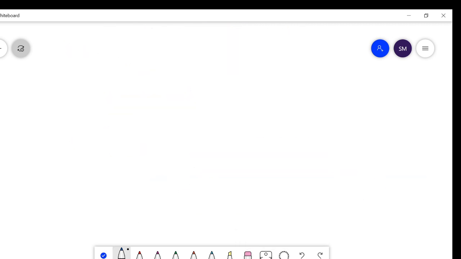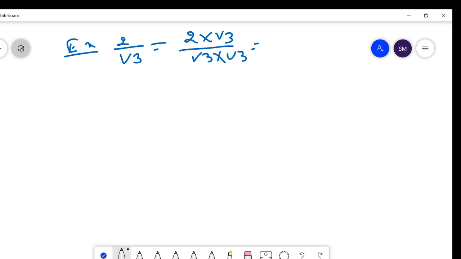Solve more examples. Then another example. 2 upon root 3. Rationalize the denominator. Then how can we rationalize? Multiply root 3 in numerator and multiply root 3 in denominator. You know very well, when we multiply anything, we must multiply it both in numerator and denominator, otherwise the value will change. Root 3 into root 3 equal to 3. Then what is the answer? 2 root 3 upon 3. Rational number at the denominator.